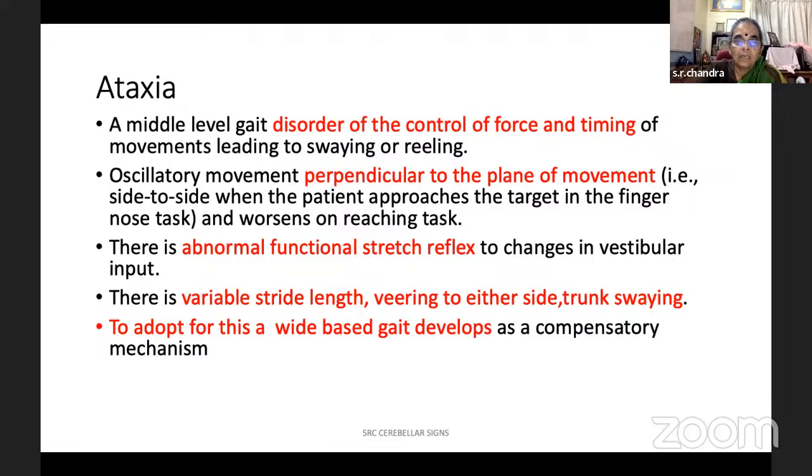So broad-based gait in cerebellar disease is not a manifestation of disease. It is a manifestation of compensation by the other structures which are normal, to make the patient move comfortably in the face of a variable stride length, swaying to either side, and truncal ataxia. So when all these things are there, for the patient to move forward the base has to be broad. That is what happens in the broad-based gait of the cerebellum. It is a compensatory mechanism, not a sign of disease. Disease is altered stride length, swaying perpendicular to the plane of movement, and truncal swaying.